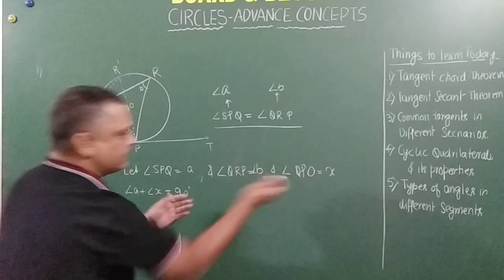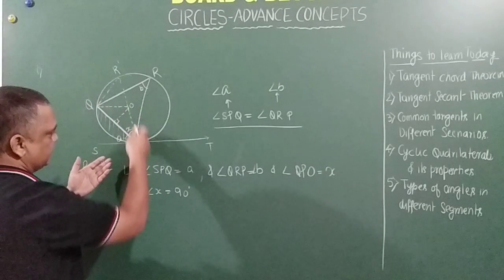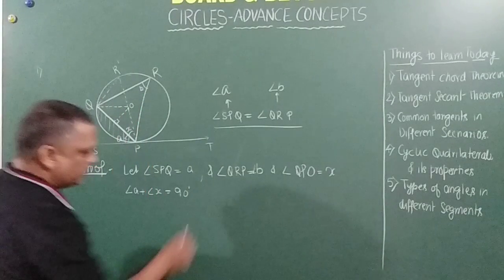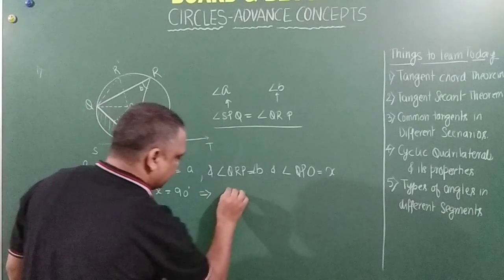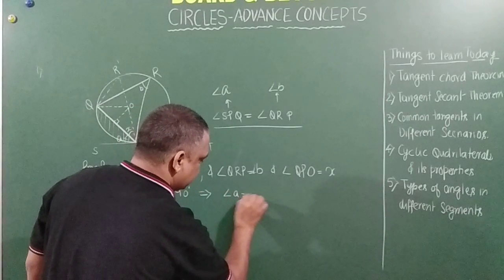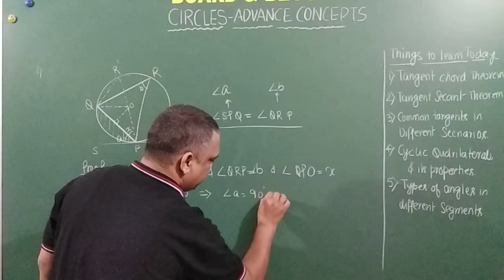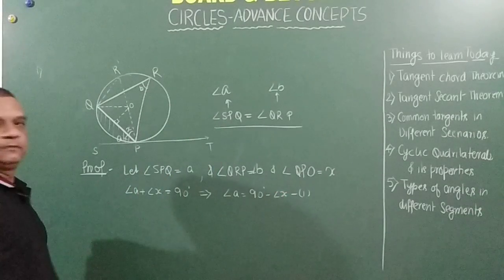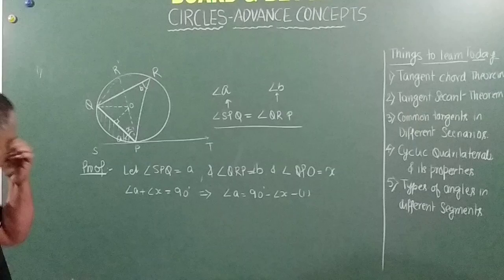We have already studied this, because this is a line joining the center of the circle and the point of contact, right? So this implies that angle A is equal to 90 degrees minus angle X. Let's call it 1 and leave it there, right?